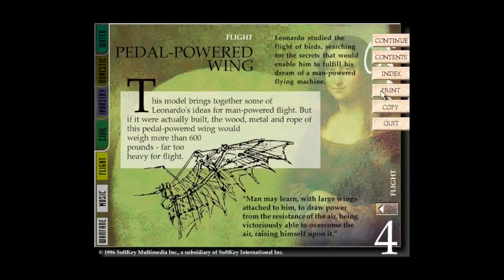This model brings together some of Leonardo's ideas for man-powered flight. But if it were actually built, the wood, metal, and rope of this pedal-powered wing would weigh more than 600 pounds, far too heavy for flight. Man may learn, with large wings attached to him, to draw power from the resistance of the air, being victoriously able to overcome the air, raising himself upon it.